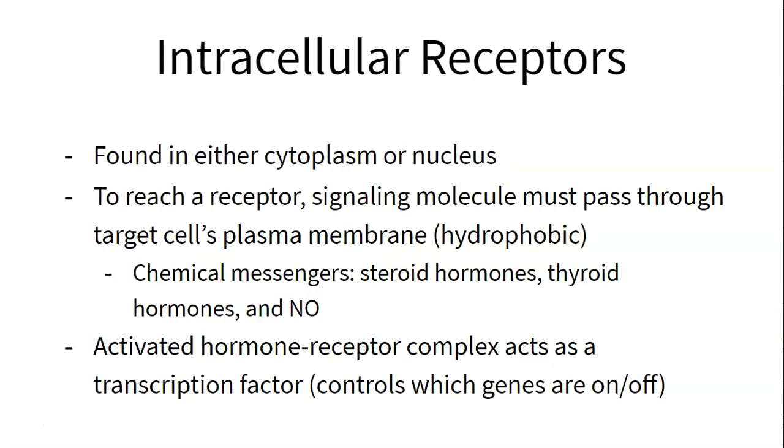Kind of circling back to intracellular receptors, they are found in the cytoplasm or nucleus. The signaling molecule must pass through. And oftentimes they end up controlling gene expression. So because they're inside the cell, they can control, as we learn later on, which genes might get turned on or off.